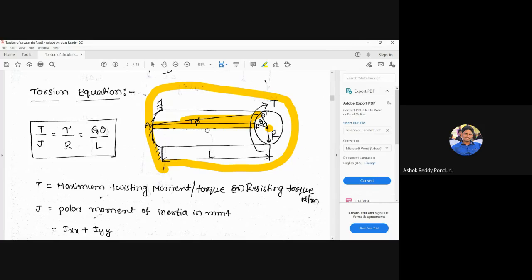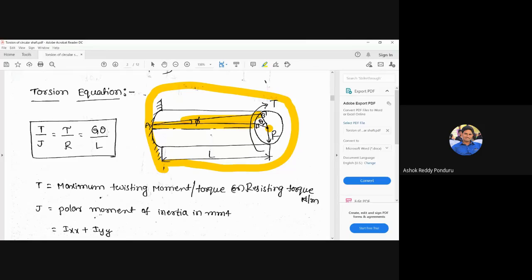Next, look at this angle of twist theta. It is independent of radius. At the center, the angle is theta. At a distance of 5 centimeters, theta. At 10 centimeters, theta. At the free surface also it is theta. But it depends on length.